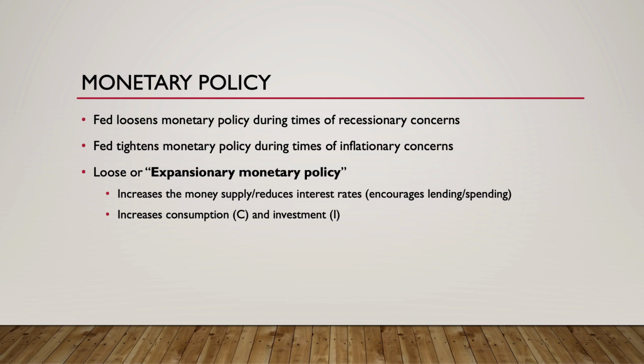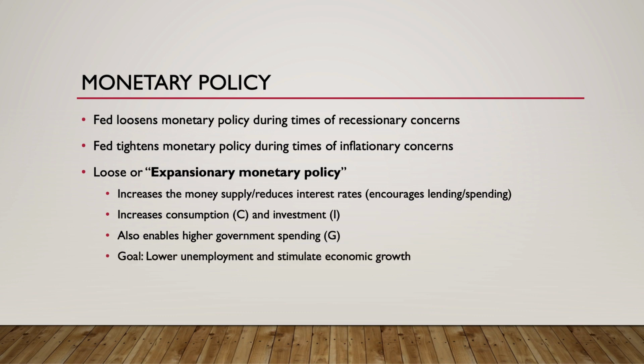Having lowered interest rates on U.S. Treasury securities, the federal government can increase government expenditures since the cost of financing public debts is reduced. The goal of expansionary monetary policy is to lower unemployment and stimulate economic growth in the short run. However, these policies generally lead to higher inflation and a decline in the value of the U.S.